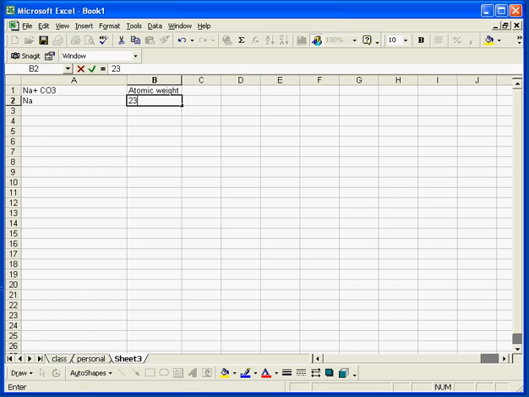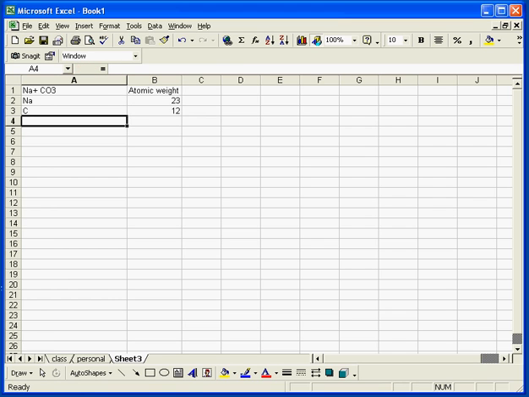And carbon, its atomic weight is 12. And oxygen, its atomic weight is 16, and I left out something because I wasn't paying attention. There should be a hydrogen here. Let's try that again. There we go. And hydrogen has an atomic weight of 1. All right, so let's figure out what the gram molecular weight of baking soda is.